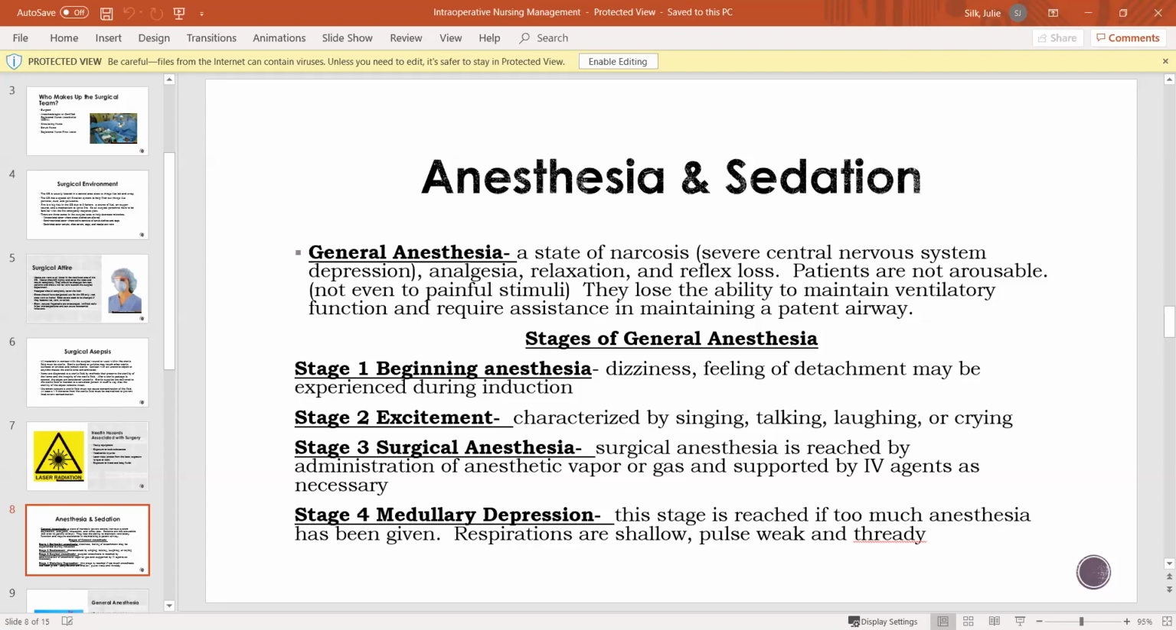Basically, the anesthesiologist knows what they gave for the anesthesia. So if they did go to that stage, they usually have antagonist-type medications that they can give to counteract what they gave, to get them to come out of that.